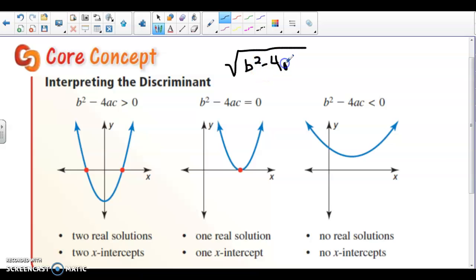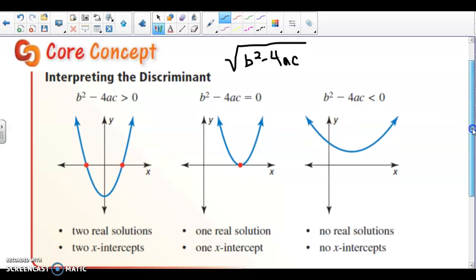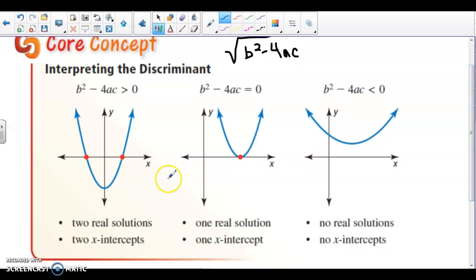Now, there are certain things about this discriminant which tell us how many answers there will be to any quadratic equation. If b squared minus 4ac is a positive number, meaning greater than 0, then you're going to have two answers, meaning there are 2 points where the quadratic function crosses the x-axis. So there are 2 x-intercepts, there are 2 real solutions. That's what that means. 2 roots, 2 zeros, any kind of wording they want to use.